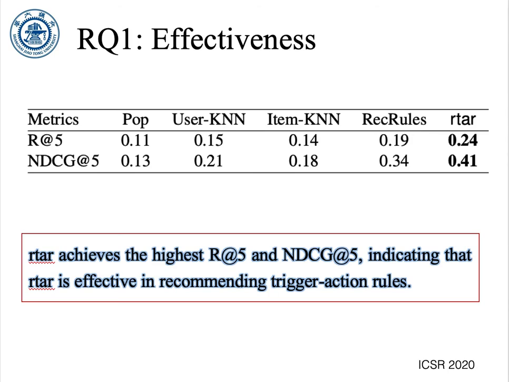Atar leverages the path information and the embeddings of the knowledge graph and designs specific features for learning to recommend trigger action rules. The results imply Atar can effectively recommend the rules a user needs and sort the rules such that highly relevant rules can be placed on highly ranked positions.